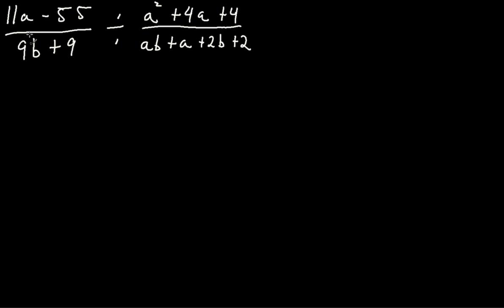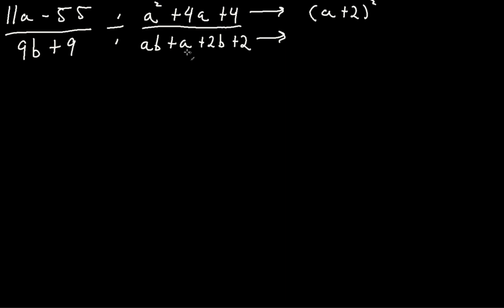All right, let's look at this example. 11a minus 55 over 9b plus 9 divided by a squared plus 4a plus 4 over ab plus a plus 2b plus 2. Okay. Well, again, we're going to have to flip this upside down, and so we can multiply it. Maybe it would help if I just factored it now, so when we flip it, we don't have to factor it while we're doing that step. Okay, so what would I do for this? I have a squared plus 4a plus 4, so this is going to be a plus 2 squared, since that's a perfect square. A plus 2 quantity squared.